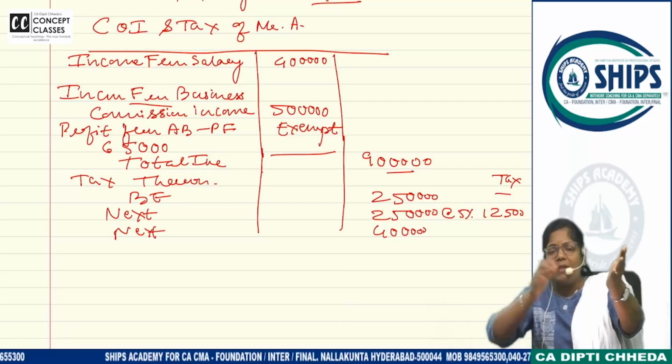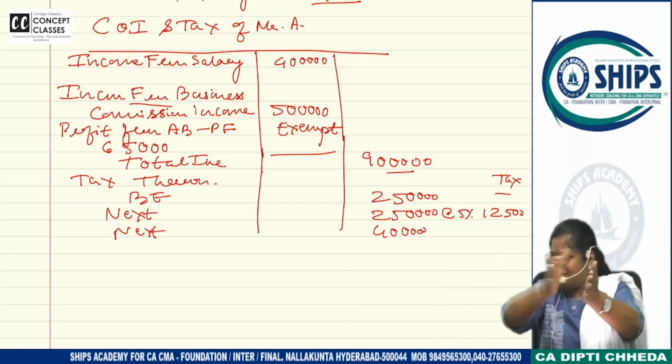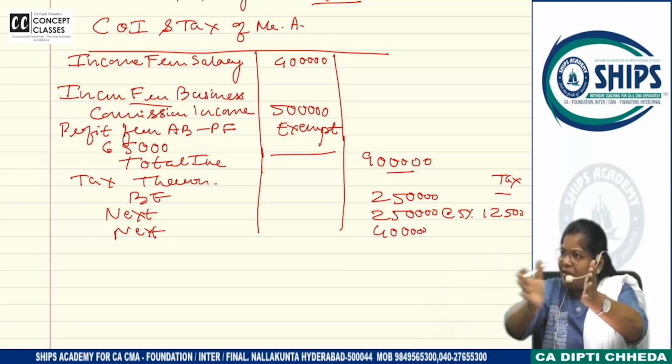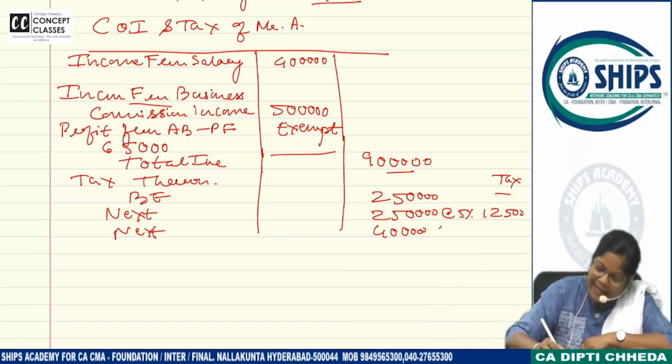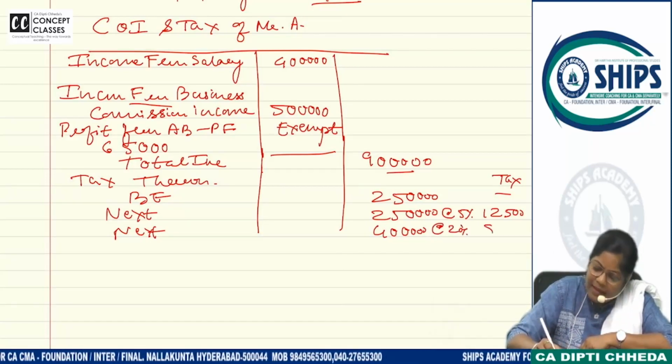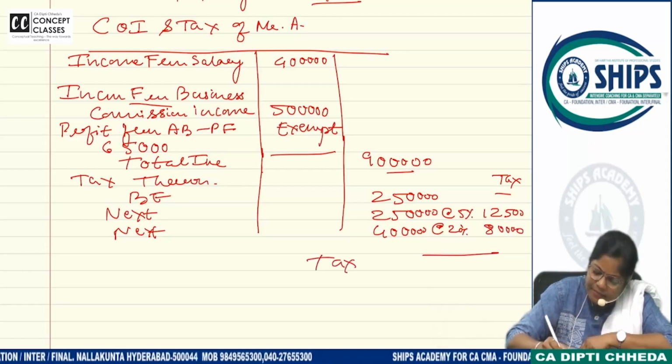5 lakh के ऊपर till 9 lakhs. On the next 4 lakh, how much rate of tax? 20%. How much? 80,000. So what is the tax?